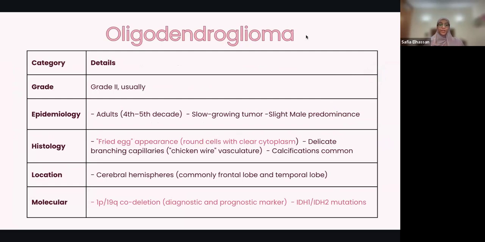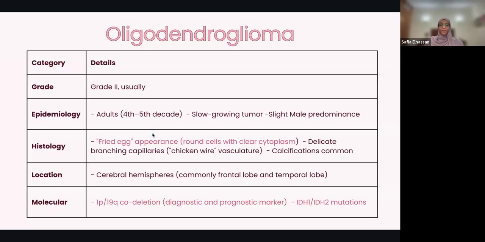So what's really unique about this tumor is the fried egg appearance. It's a round cell, you'll see the nucleus, and around the nucleus, it'll have this kind of halo. It also has delicate branching capillaries. These are capillaries between the cells, and they're labeled as chicken wire because of the shape. And also the presence of calcification, as you guys correctly mentioned. Typically seen in the cerebral hemispheres, most commonly in the frontal lobe and the temporal lobe.